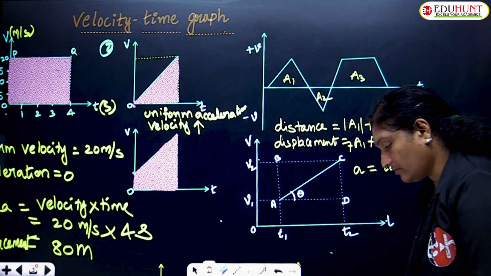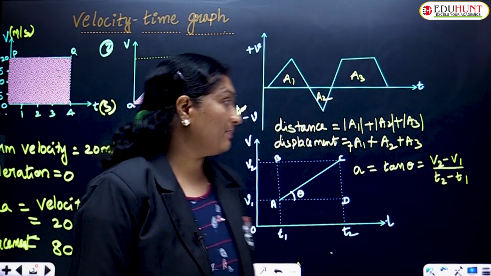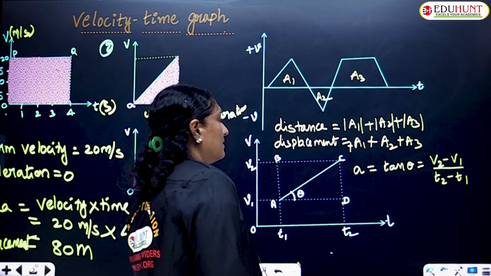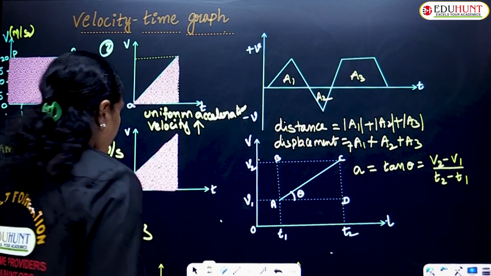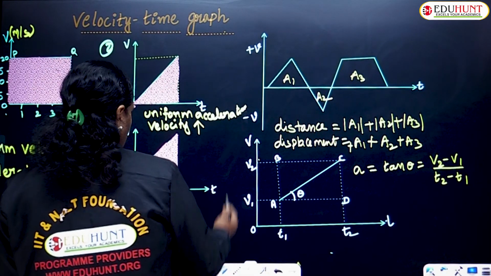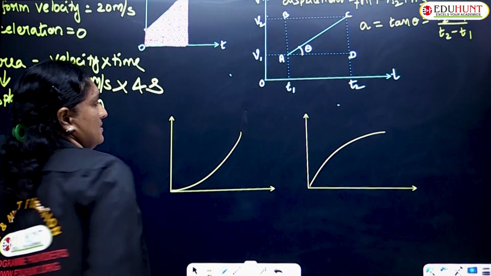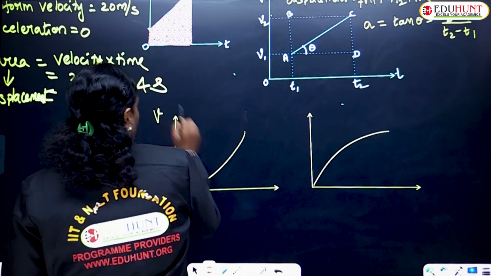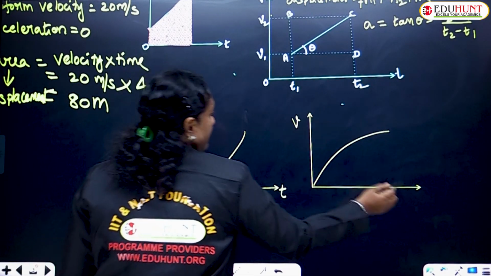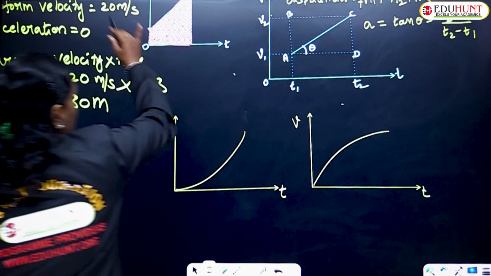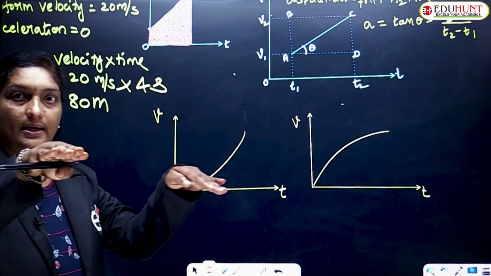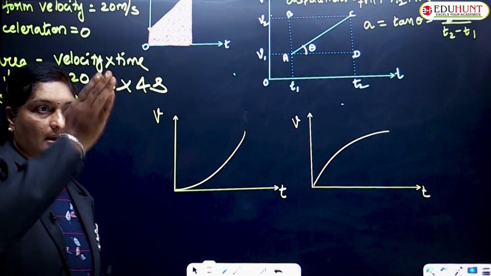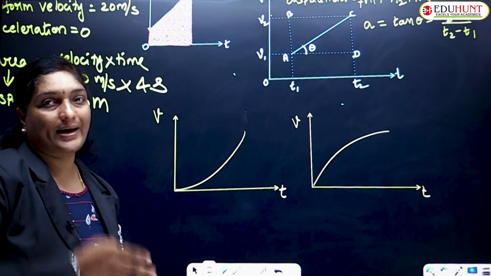Similarly, if you would like to find out the displacement of the given body, you have to calculate the area under the graph. Is that okay, children? And one more thing I would like to tell you, children. Suppose the velocity time graph happens to be a curved structure. Earlier, whatever I have discussed, everything was either parallel to the x-axis or not parallel to the x-axis, but they are always in straight line motion.